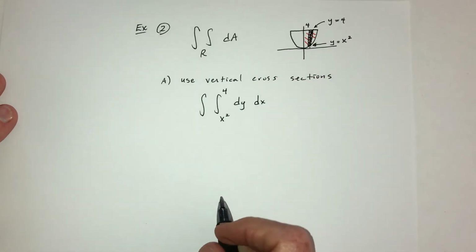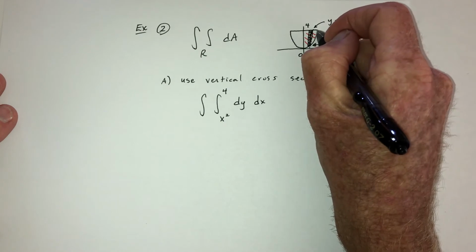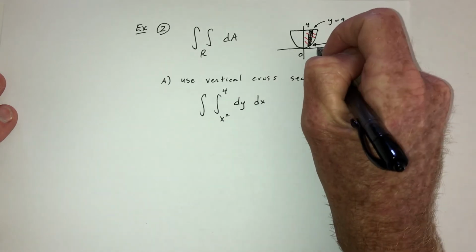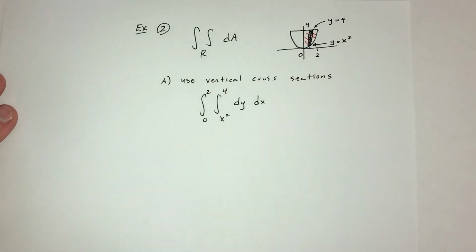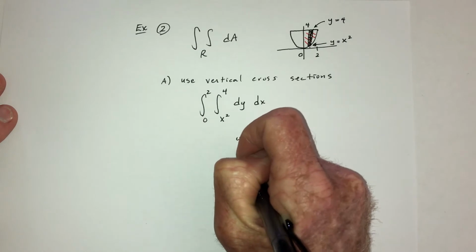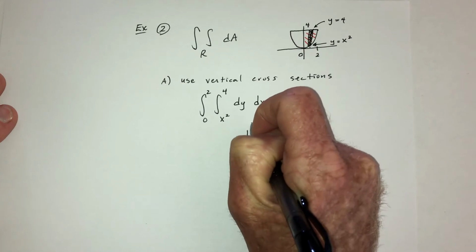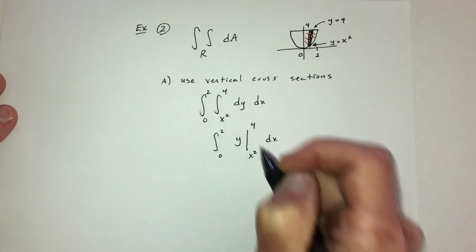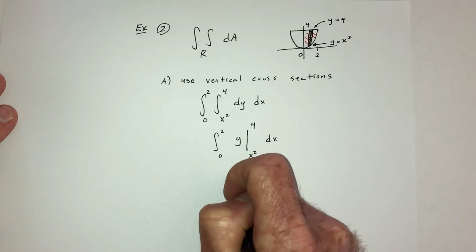Then, what about x? So right here, x is equal to 0, and by the time you get to right there, well, if you plug a 4 in for y and solve for x, x is going to be a 2. So the x's go from 0 to 2. Then the antiderivative of this dy, that's just going to be y. Evaluate that from x squared at the bottom to 4 at the top. And then you substitute the 4 minus, you substitute the x squared.